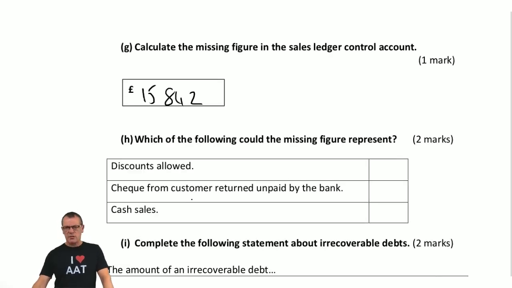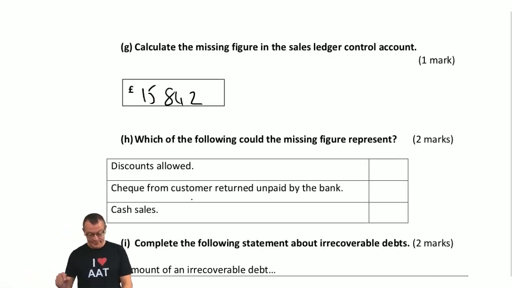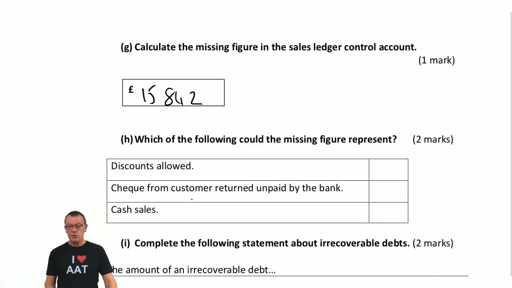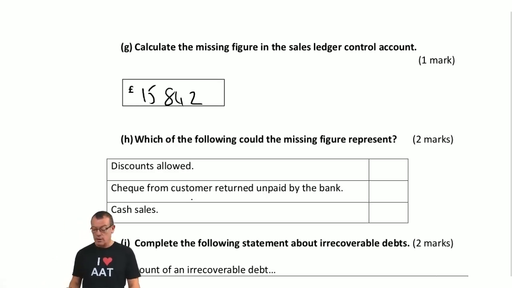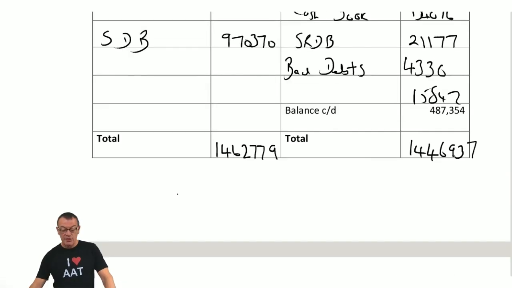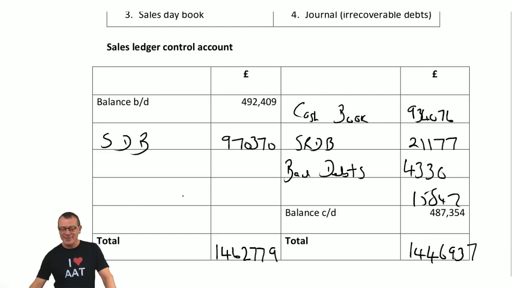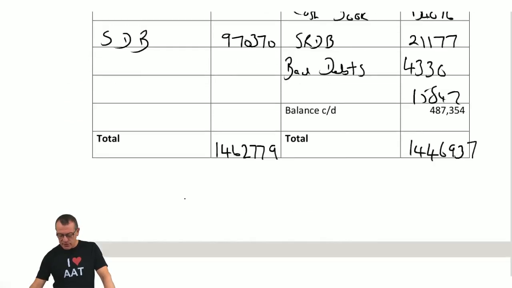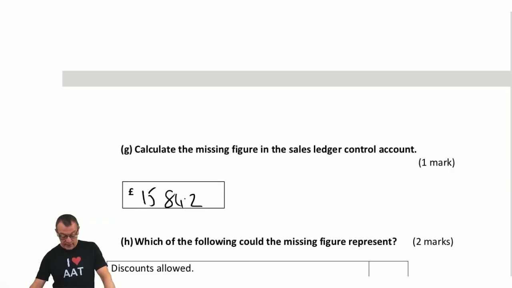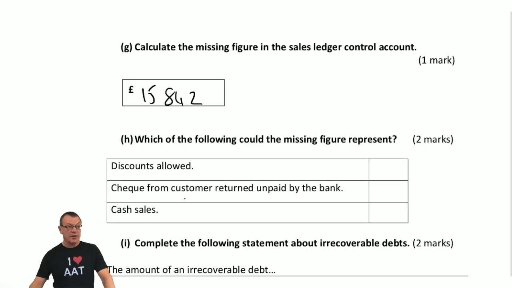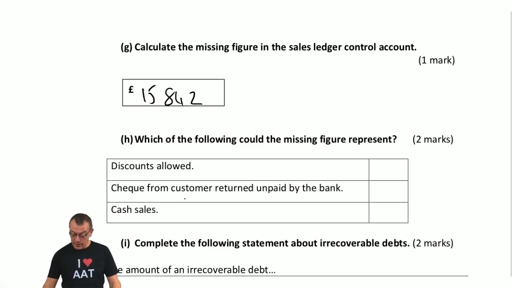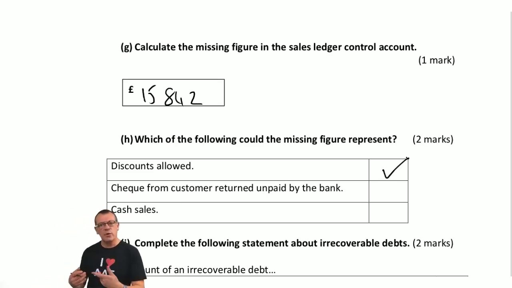Which of the following could the missing figure represent? Let's have a look. Could it be discounts allowed? Will it be on the correct side? Could it be a return cheque? No, it's the other side. Or could it be cash sales? Well, we know cash sales is not part of the sales ledger control account, so that won't be there at all. So we're looking for that missing figure of 15842. I think the most logical thing, and the only thing it could be, are the discounts allowed. So there's 2 marks for identifying that, and that has to jump out in the question.